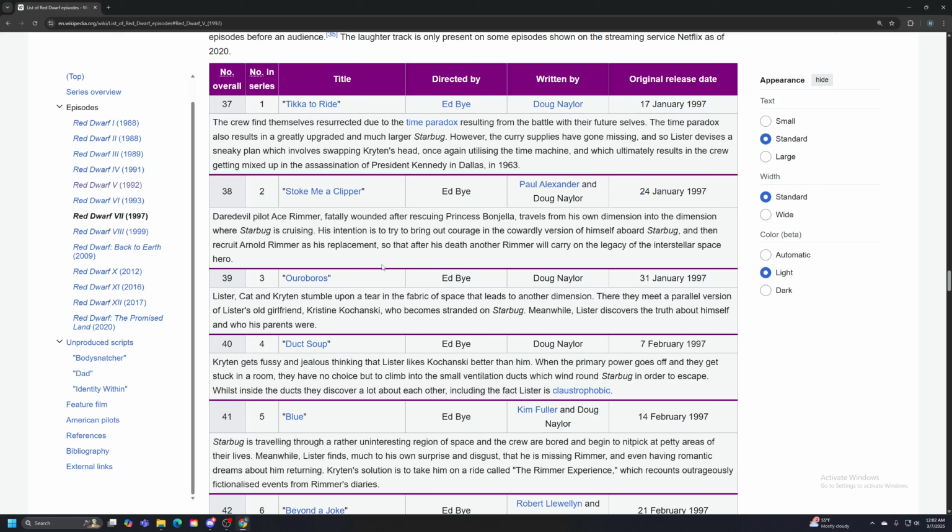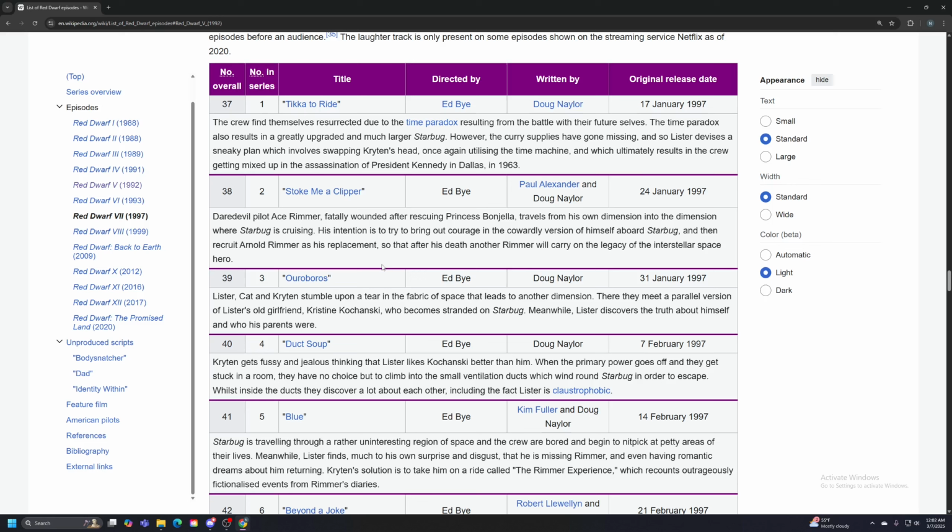Episode 2, Okami Clipper. Daredevil pilot Ace Rimmer, fatally wounded after rescuing Princess Bongella, travels from his own dimension into the dimension where Starbug is cruising. His intention is to try and bring out courage in the cowardly version of himself aboard Starbug, and then recruit Arnold Rimmer as his replacement. That is, after his death, another Rimmer will carry on the legacy of the interstellar space hero.